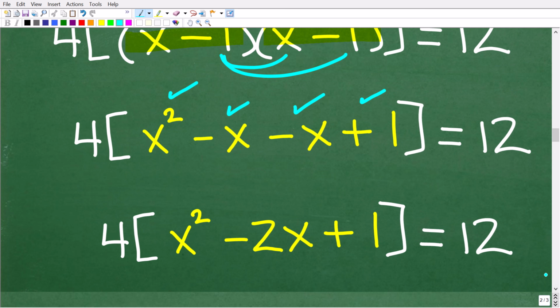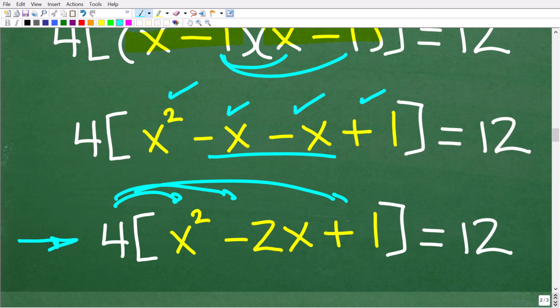Okay, so now we can combine like terms, and negative x is negative 2x. So this is what we have now. All right, so we have 4 brackets x squared minus 2x plus 1 bracket is equal to 12. So now I can multiply this 4 into this expression, or I could divide both sides of the expression by 4. Now it all depends on what a person is thinking about, but I'm going to go ahead and make our life more difficult by multiplying 4 into this expression.